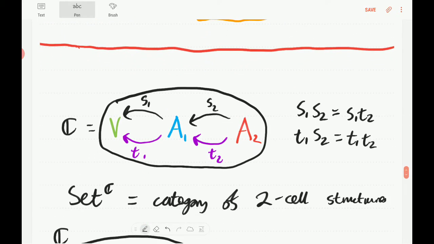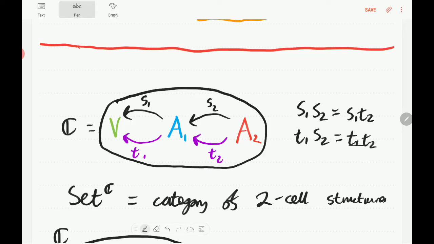Okay, so just a couple more of these we want to have a look at. This is a very interesting case. So here we have these three objects, V, A1, and A2. And we also have these arrows. We have an arrow S2 from A2 to A1, and an arrow T2 from A2 to A1, and an arrow S1 from A1 to V, and an arrow T1 from A1 to V.